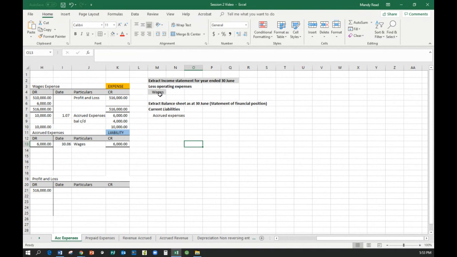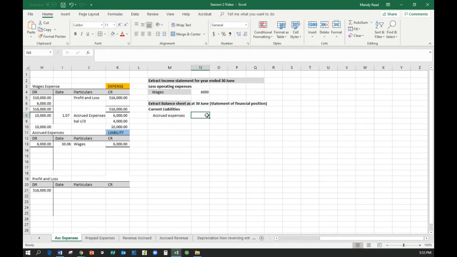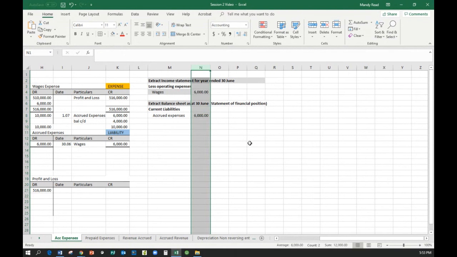But the accrued expense doesn't go on the profit and loss account. The accrued expense goes on the balance sheet. Now, the reason why it goes on the balance sheet is because it is a current liability. So we would put accrued wages, we would put wages as 6,000, and on our balance sheet, we would put accrued expenses also as 6,000, going under the section of current liabilities.